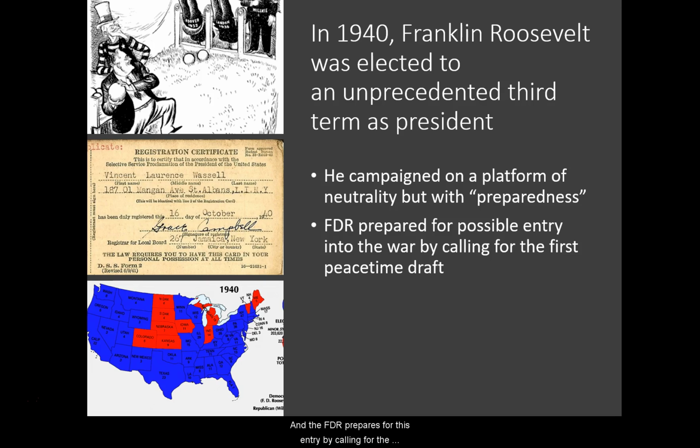And so FDR prepares for this entry by calling for the first peacetime draft. We're not going to be caught off guard. We need to start building up our military as a just-in-case measure. And so the draft means that you would sign up and you would have the possibility of being called. And if you're called, you have to go. You have to serve.